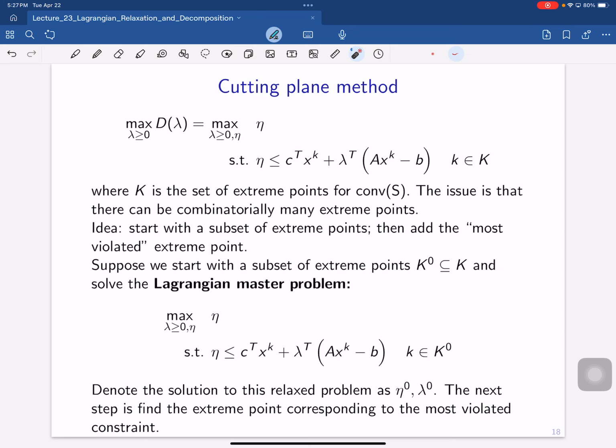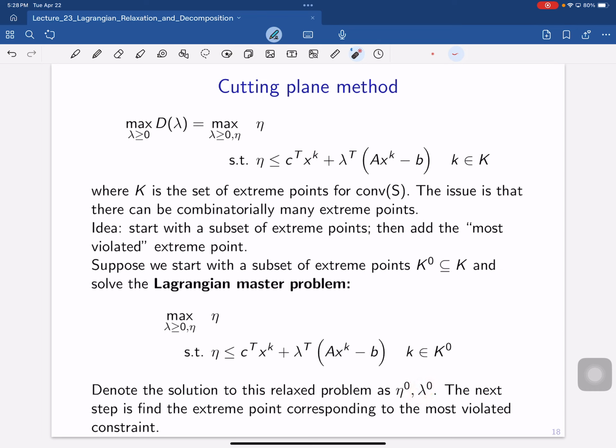Now the next step is to find the extreme point corresponding to the most violated constraint. Initially, if you want the exact formulation, you need this set K with all the extreme points, right? Now you are starting with a small subset of extreme points. If you can satisfy all the constraints in the extreme points, then you are done. But when you start with a small subset, there usually will be some constraints you are violating with the solution eta 0 and lambda 0.